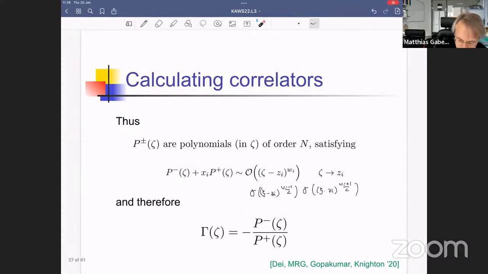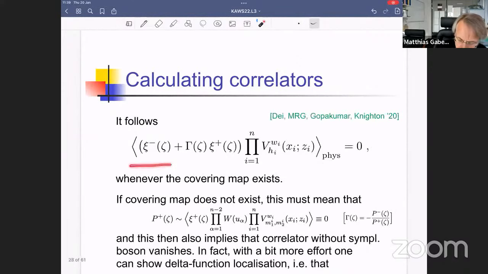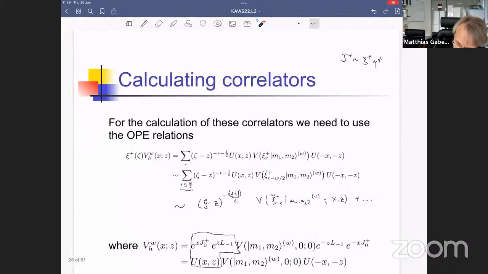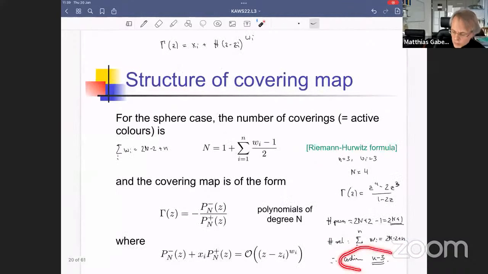But if you now plug this back in, what this means is that you have this identity for the correlation functions of your theory, because you see, if I pull this out, this was a p minus, this was p plus, but gamma is just minus p minus over p plus. And therefore, you have this identity as an identity for the correlation functions of your worldsheet theory. This identity makes sense whenever the covering map exists, because, as I explained before, the covering map only exists on a codimension n minus three surface, because there are more conditions than I have parameters here.